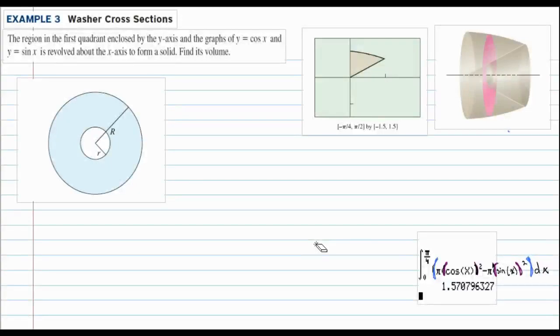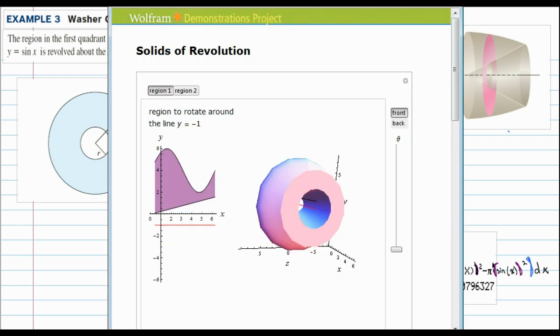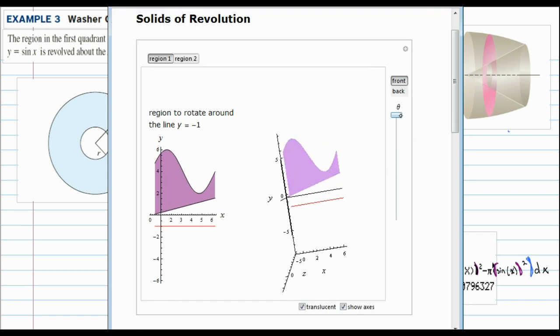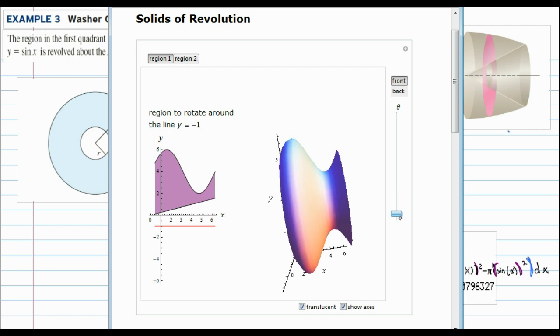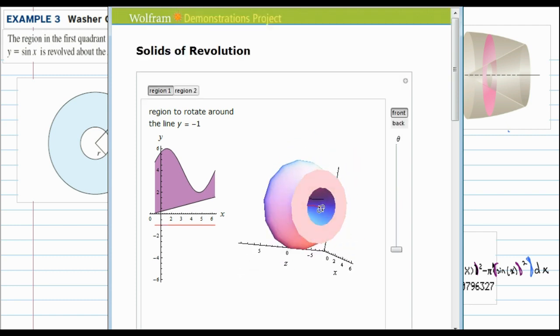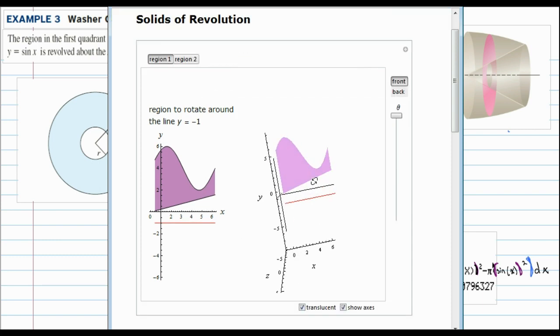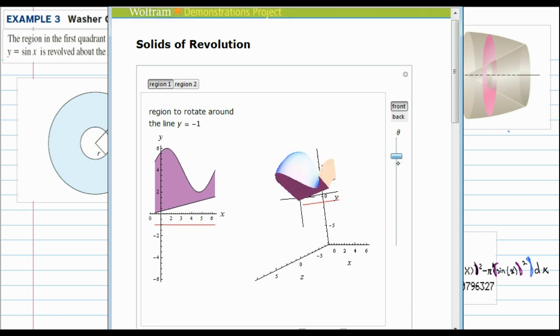This is the screencast for section 7.3, example 3. We're going to look at washer cross sections. As you saw in the rotation of an object or an area around an axis, sometimes that solid object will in fact have a hole in the middle. And that happens when the original area does not go all the way down to the axis of rotation. That creates a hole in the middle of the object.